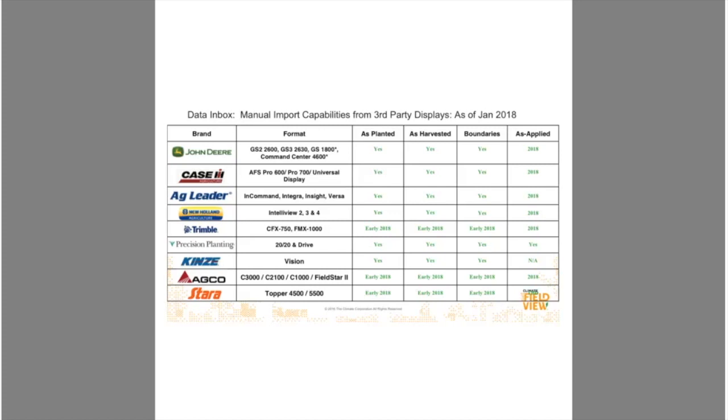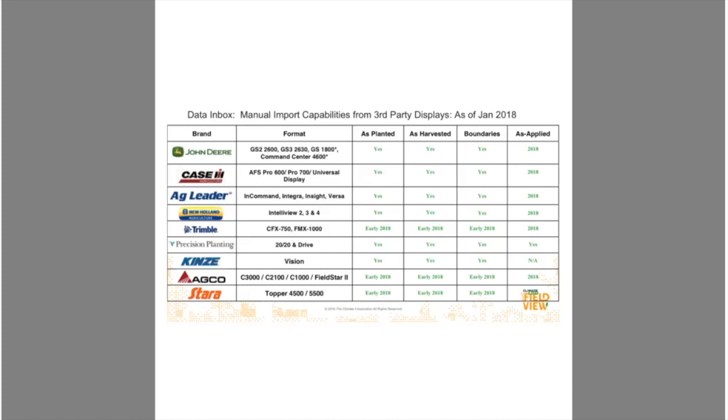We can move it from a 2020 precision planting system. We can move it from Kinsey Vision. And these AGCO and Stara, I think Stara is mostly a Brazilian brand, but those are also coming here shortly. So we can get data out of all those systems in terms of as planted, as harvested, and boundaries.